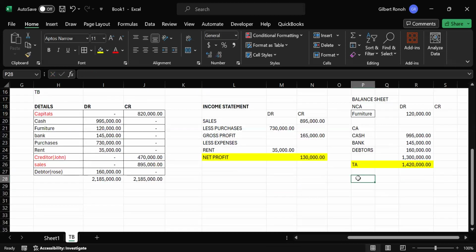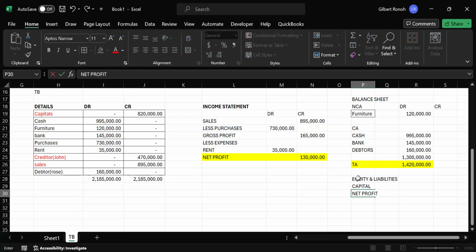Then here I will have the equity and liabilities. Equity and liabilities will have the capital, and then we will have the net profit. We don't have, I have not seen the drawings in this case. So our capital is this one, 820,000. Our net profit is this one, 130.